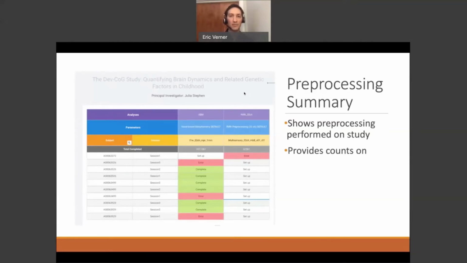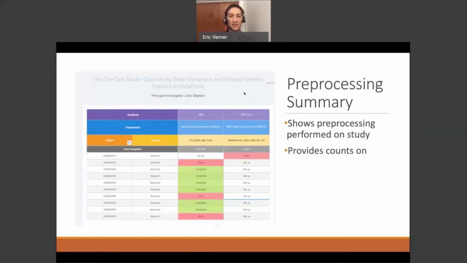And then within those sessions, you'll have multiple acquisitions or series, say a structural acquisition, a functional MRI acquisition, or a diffusion image. What BrainForge allows you to do is associate each one of those series with a different pipeline and set of parameters, and then you can queue them up and run them for every subject in your study.